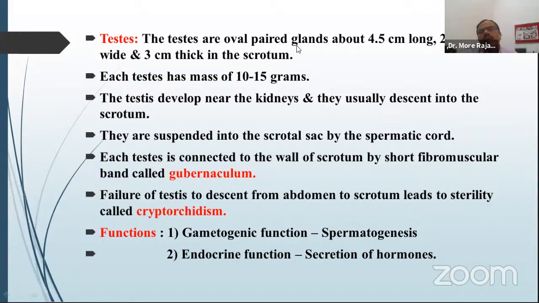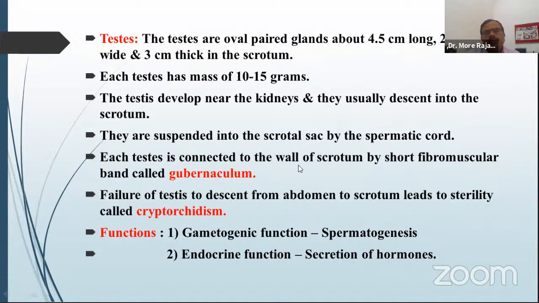Testes, these are oval paired glands, 4 to 5 centimeters long, 2.5 centimeters wide and 3 centimeters in thickness. Each testis has a mass of 10 to 15 grams. The testes generally develop near the kidneys, and they usually descend into the scrotum after birth. So they are suspended in the scrotal sac by the spermatic cord.